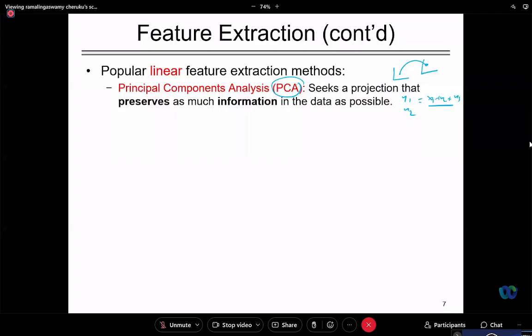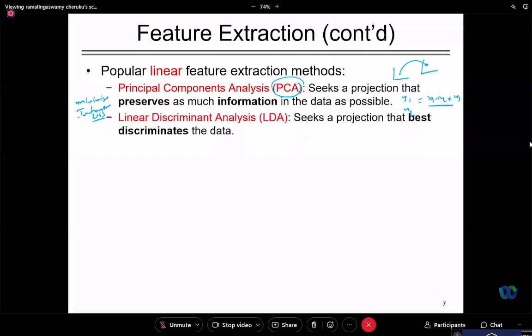The projection that preserves as much information as possible in the data. So as I already discussed, PCA will try to minimize the information loss, as we already discussed this point. And LDA, as I mentioned, tries to maximize the class discriminatory information.